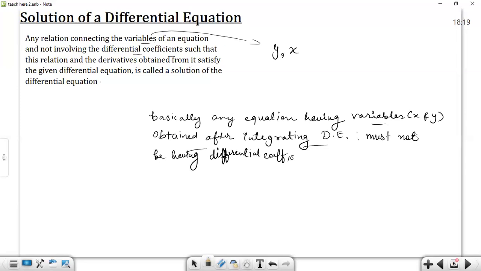So is this clear what we are going to do? Yeah, sir. Solving differential equations.